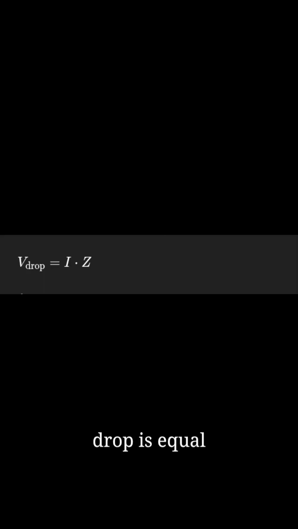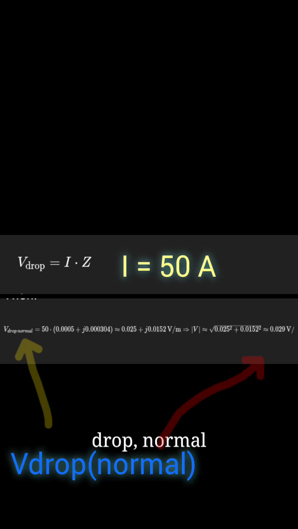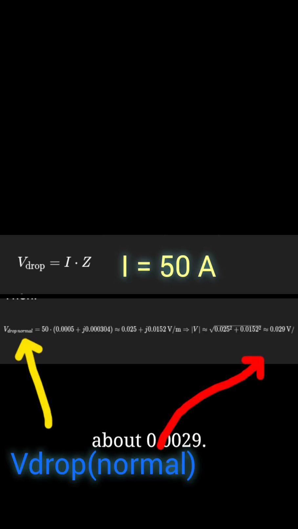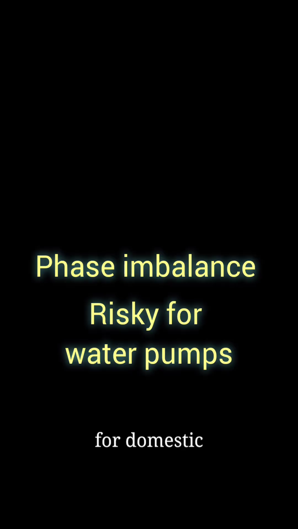Voltage drop, V drop. What is a voltage drop? If there is uneven line spacing between these two poles, V drop is equal to I into Z. Assuming, let's say, I is equal to 50 ampere, then the normal voltage drop is about 0.0029. Doing the calculation, we will get about 29 volts over 1 kilometer. So the voltage drop from a 415 volt source gives 386 volts, which is still within range for domestic loads, but risky for the pumps, because pumps are going to use the 3-phase connection, isn't it? So for the 3-phase connection, it is very hazardous, but for the single-phase connection, like most of our load, uneven spacing is not going to affect it.